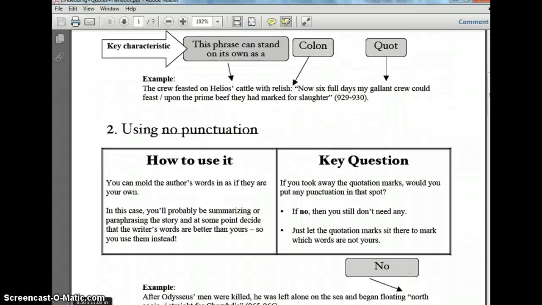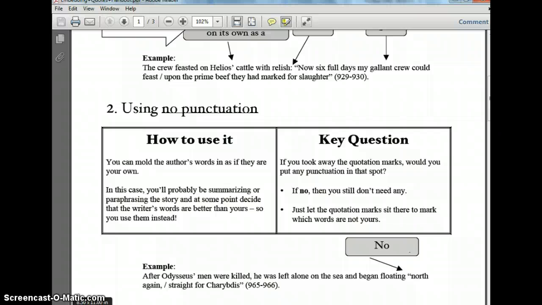Using no punctuation at all. How can you mold the author's words as if they are your own? In this case, you'll probably be summarizing or paraphrasing the story at some point, so you'll have to decide that the writer's words are better than yours and when to use them. If you took away the quotation marks, would you put any punctuation in that spot? If your answer is no, then you still don't need any punctuation.